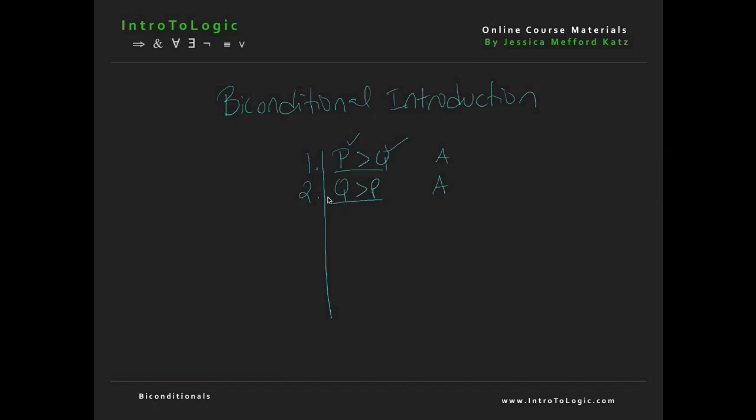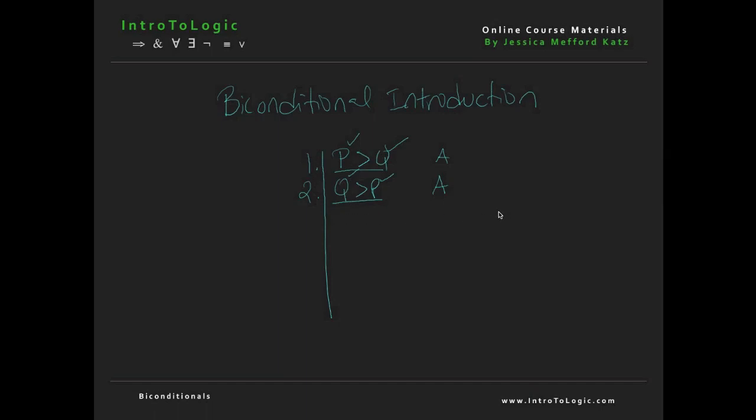And in line 2, we have another conditional with P and Q, but in this case, Q is the antecedent and P is the consequent. So we have two conditionals with the same sentence letters, which in this case are P and Q, but they're in reverse order. P is in the antecedent place in line 1, but in the consequent place in line 2, and same with Q. It's in the consequent place in line 1, and in the antecedent place in line 2.